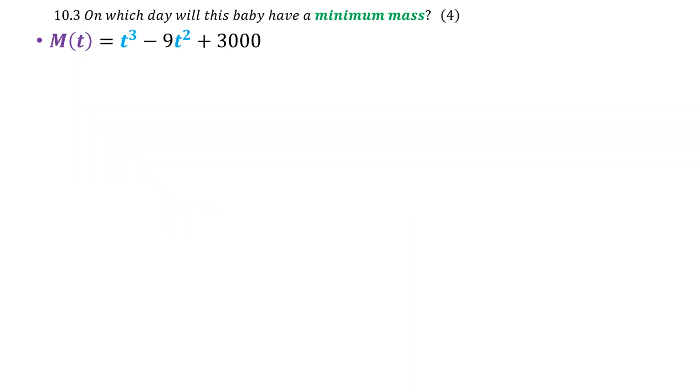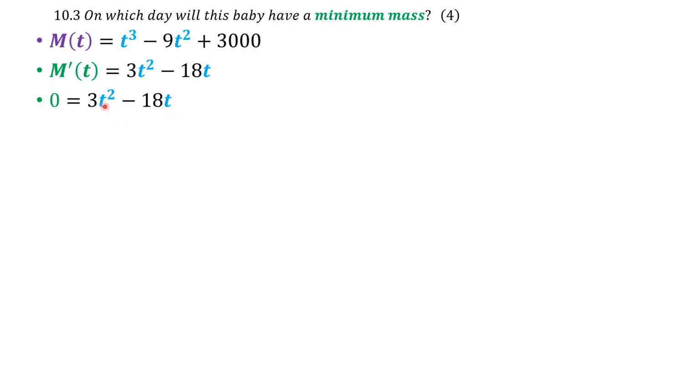Next question. On which day will the baby have a minimum mass? Once I use the words maximum or minimum, I always want the first derivative and I make it equal to 0. So the first derivative of this gives me 3t squared minus 18t. 3 times 1 is 3, 3 minus 1 is 2. 2 times negative 9 is negative 18, 2 minus 1 is 1. The first derivative of a constant is 0. Because they said minimum, I'm going to make it equal to 0. So 0 equals 3t squared minus 18t.